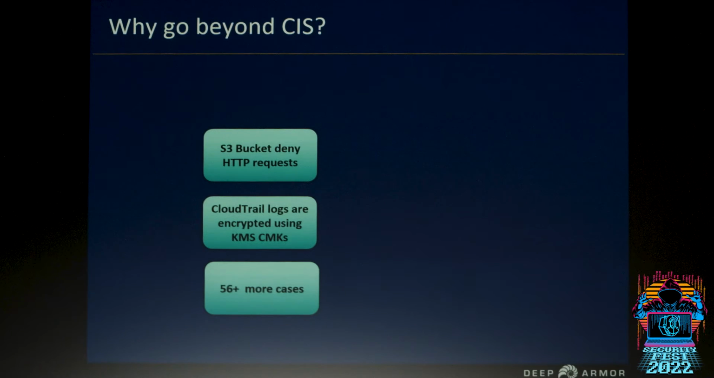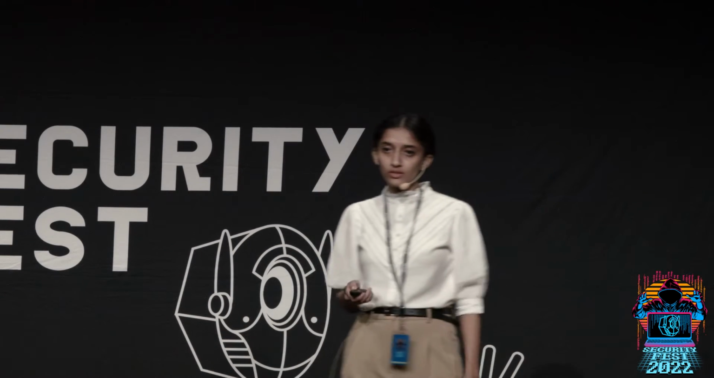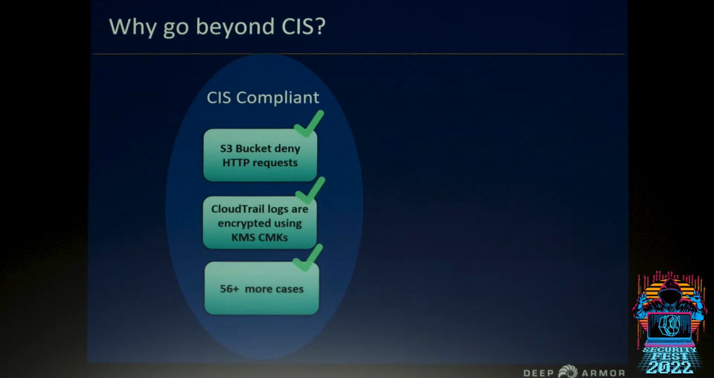Let's look into a few other cases, such as making sure your S3 bucket does not take any requests over HTTP, or making sure your CloudTrail logs are encrypted with KMS keys. And then there are around 56 plus cases recommended by CIS, which are very important to make sure your cloud infrastructure is very secure.